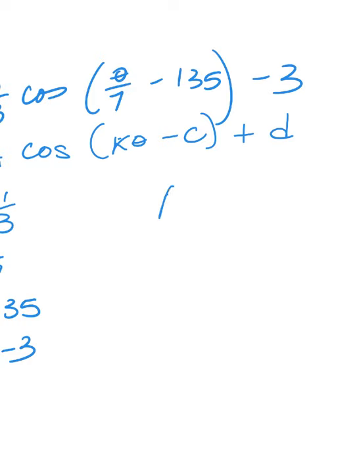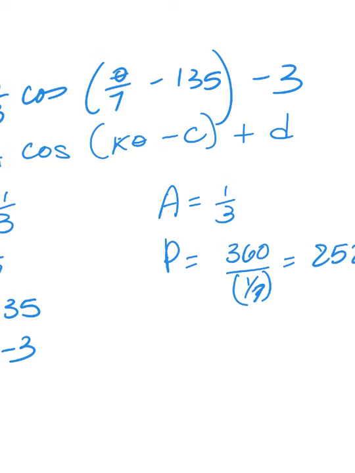Amplitude is 1/3, which is a squatty little graph. Period is 360 over 1/7, which is the same as 360 times 7, which is 2520 degrees. So it's going to take 2520 degrees to do a full squiggly on this one.